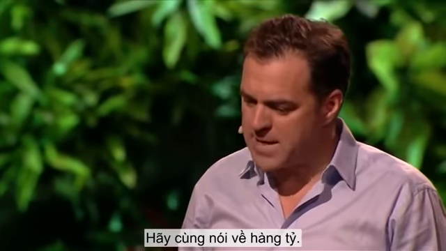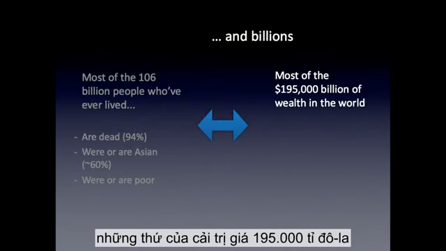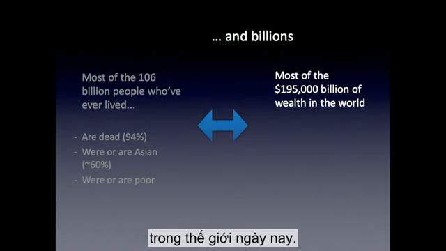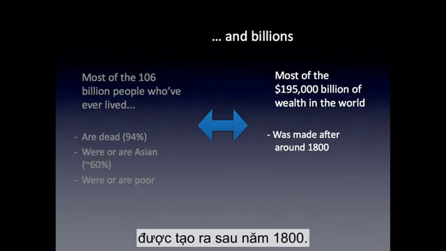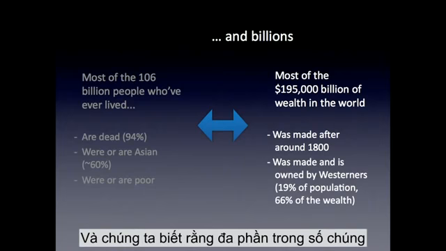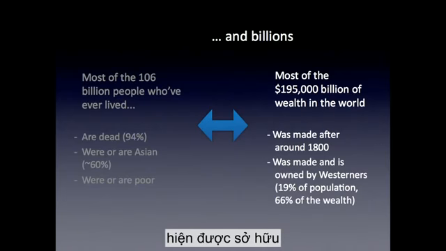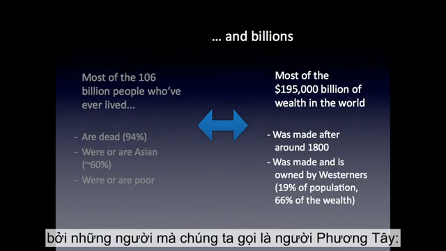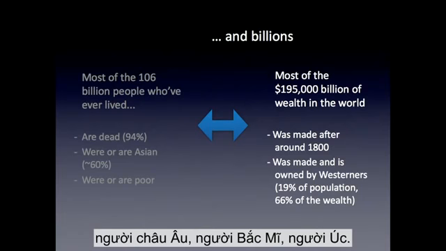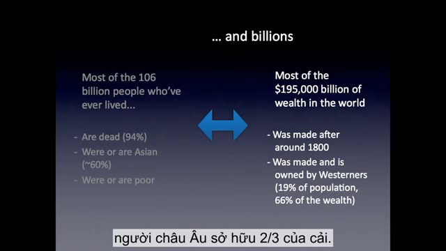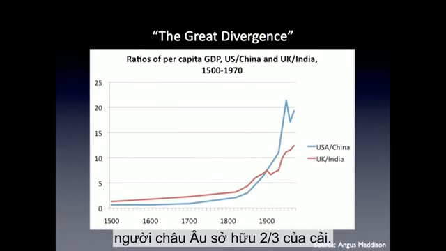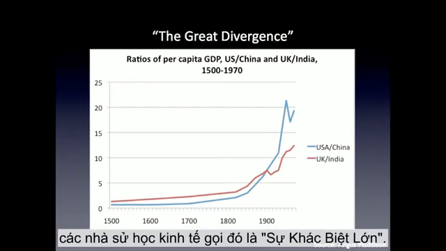Let's talk about billions. Let's talk about the $195,000 billion of wealth in the world today. We know that most of that wealth was made after the year 1800, and we know that most of it is currently owned by people we might call Westerners: Europeans, North Americans, Australasians. With 19% of the world's population today, Westerners own 2/3 of its wealth. Economic historians call this the Great Divergence.